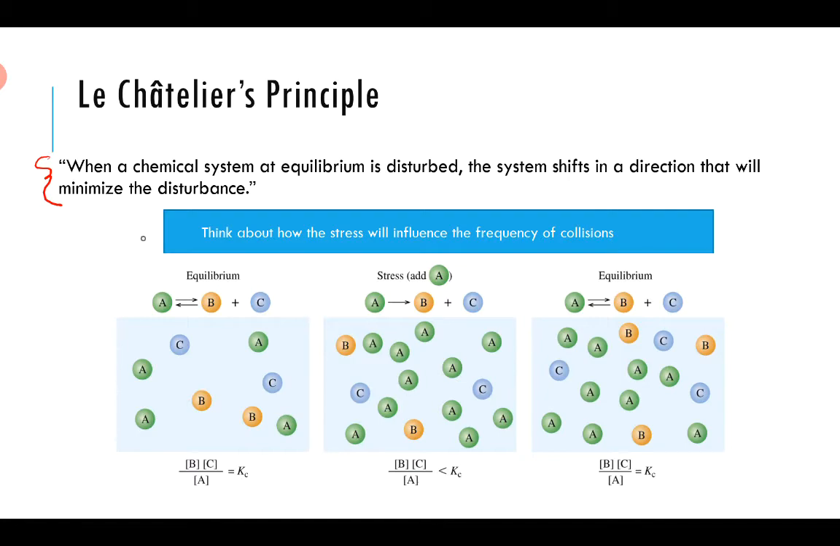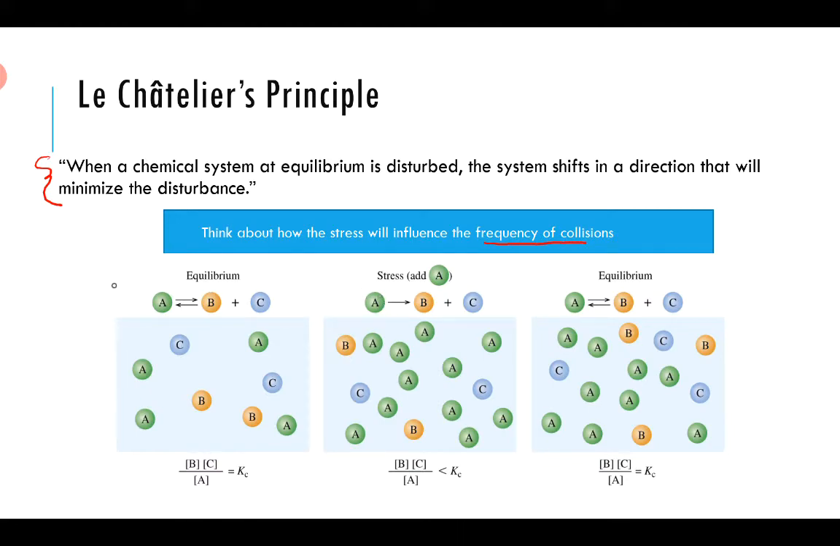But I'm going to be trying to explain it in terms of reaction rates so that you can more conceptually understand what is happening. So let's think about our frequency of collisions and what reaction rate is going to speed up. So initially we're at equilibrium where we have A turning into B and C. This is like a decomposition reaction. And then in the reverse reaction, we have more of a combination reaction where B and C combine to make A.